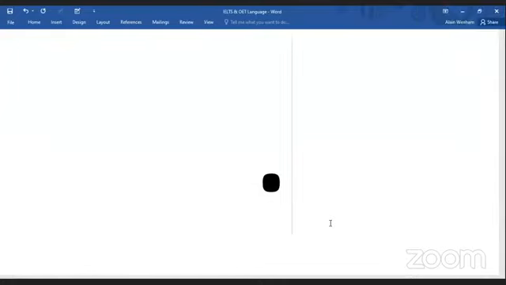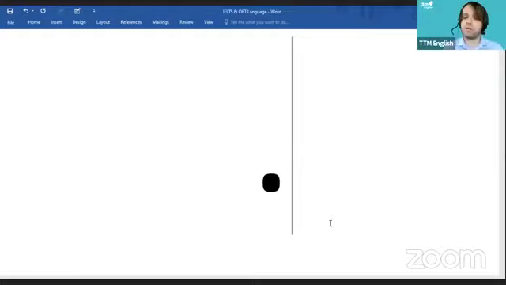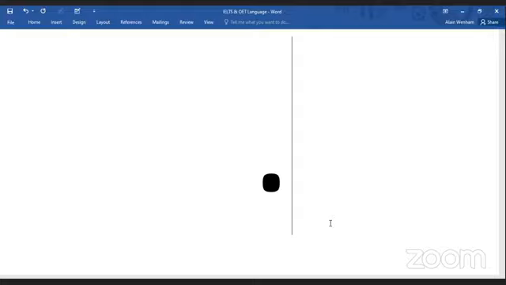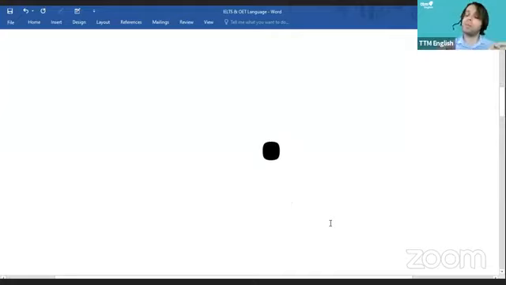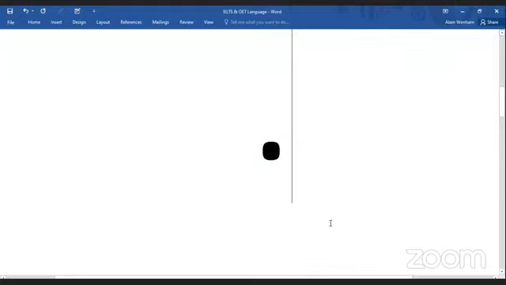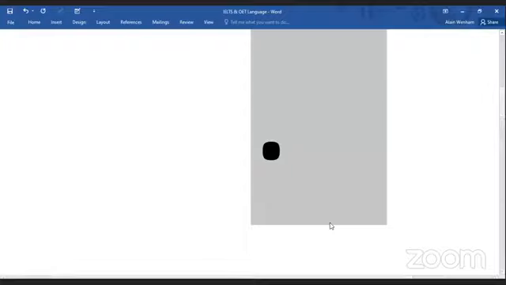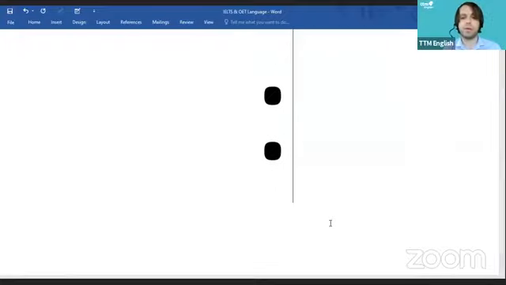Dot. We don't call it a dot. We call it a full stop in the UK. In America, period. But not dot really, because a dot, this is a dot, but when we're talking about punctuation, we don't say that. So full stop, or period. What about this one?